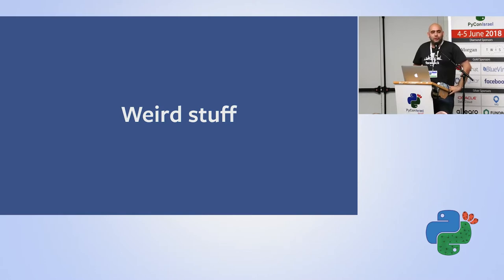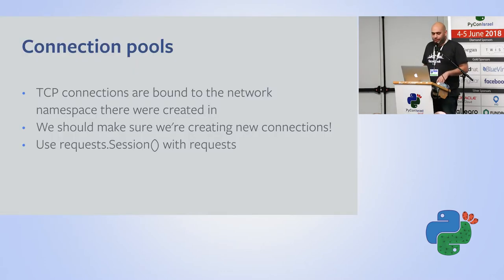I've discovered a few pitfalls, basically because software wasn't designed with switching network namespaces during the execution of your program in mind. So this brings up a whole set of weird issues and things that you need to understand before doing this. The first thing that's worth mentioning is connection pools.